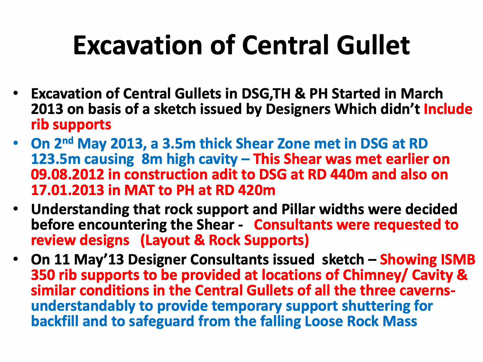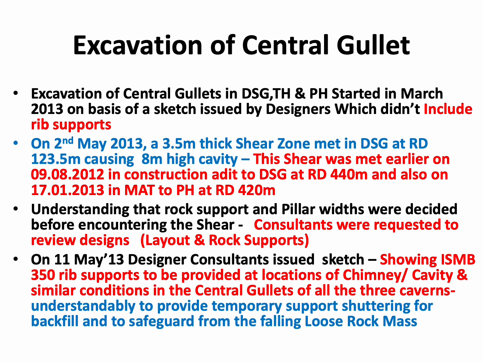So what observations were made during the excavation of Central Gullet? Excavation of Central Gullet in Downstream Surge Gallery, Transformer Hall and Powerhouse started in March 2013 on the basis of a sketch issued by designers. Designers were Central Water Commission, which did not include rib supports. So initially, the designs that were provided for the three caverns did not include rib supports. Obviously, for the geological conditions inferred as good, fair to good, there would not be any rib supports required, at least for the Central Gullet.